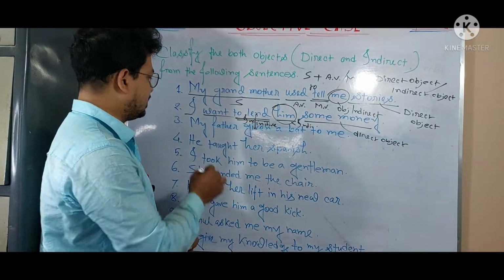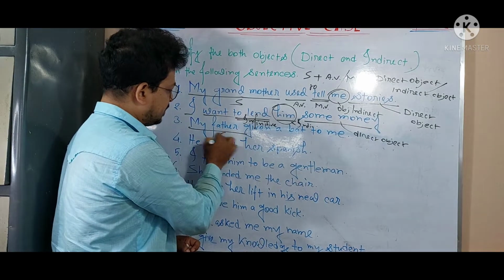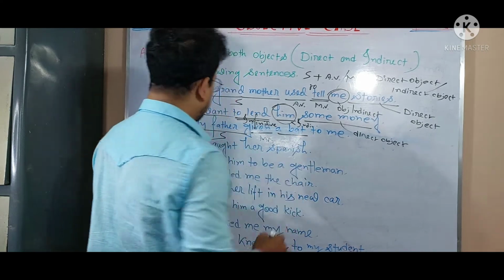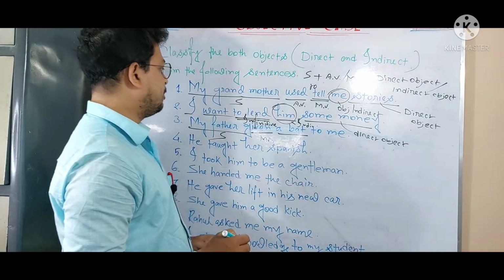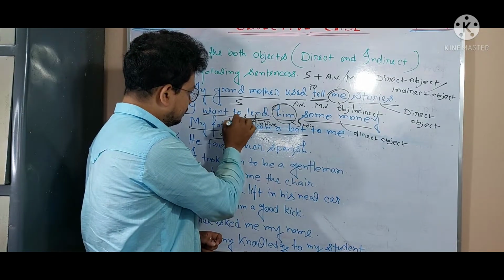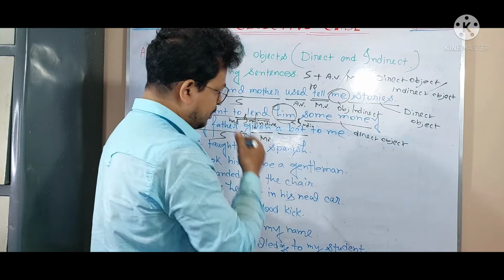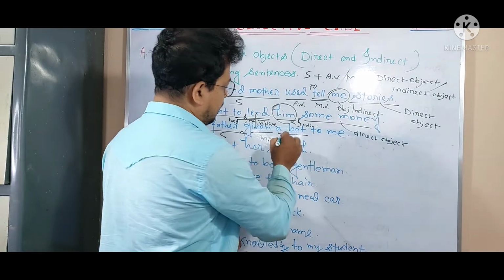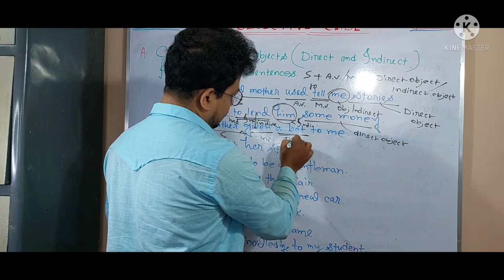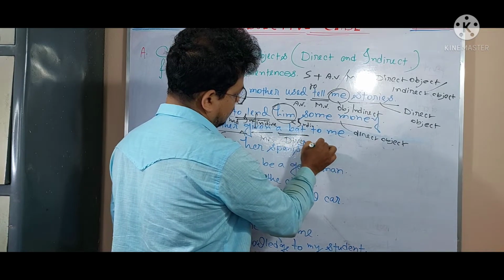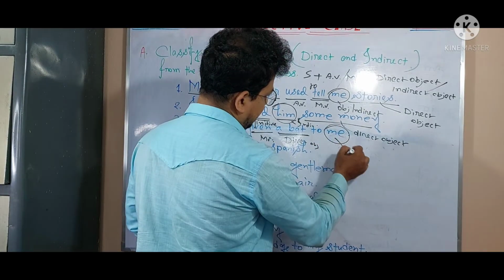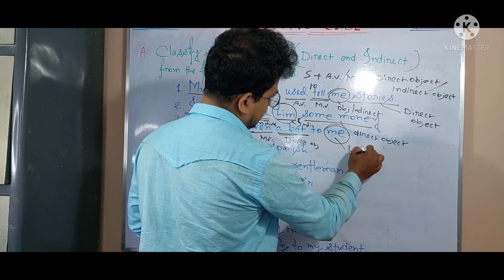Similarly, the third sentence: my father is the subject, given is the main verb, and what? My father has given or had given a bat to me. A bat is the direct object, and to whom had he given? To me. So me is the indirect object.